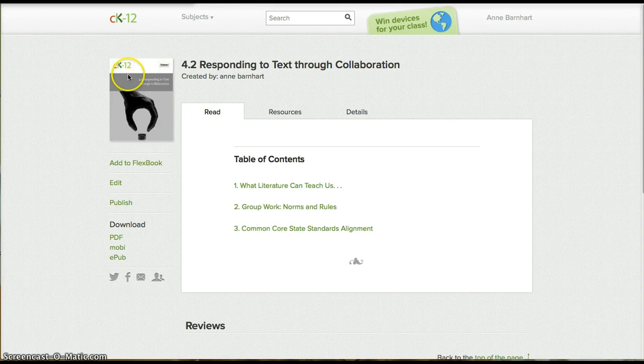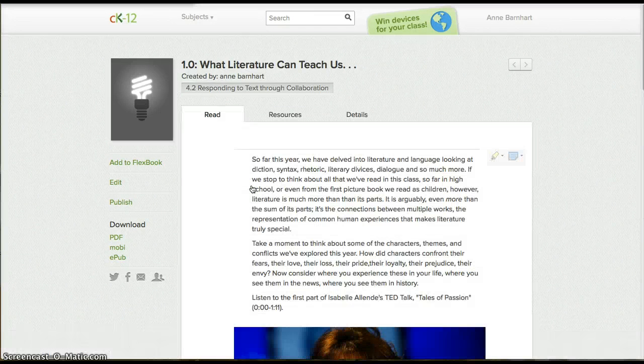So I will show you my first module. What I did is I used concepts instead of chapters in CK12. It was just a lot easier to add those to a Flexbook. So I'll introduce a little bit of what the topic of this chapter is. Now I have an interesting one because it's not about Macbeth and it's not about anything very specific. It's actually the culminating activity for the year.